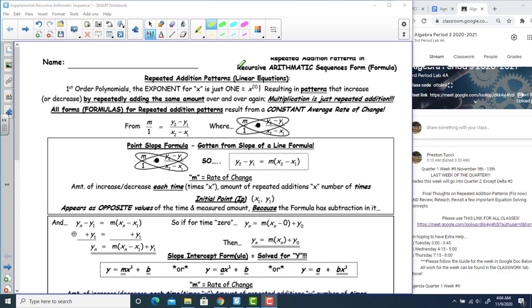Today I want to finish up repeated addition patterns with our recursive arithmetic sequence form or formula. Many people start the investigations with this particular topic, but it seems a little archaic or old school to me, so I finish it here.